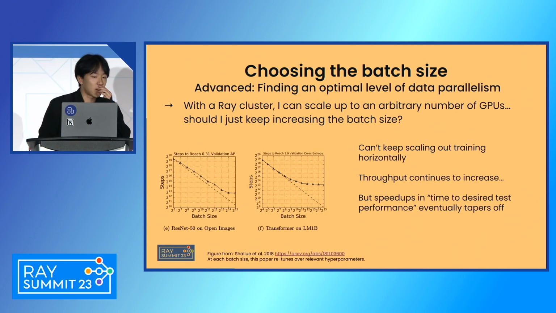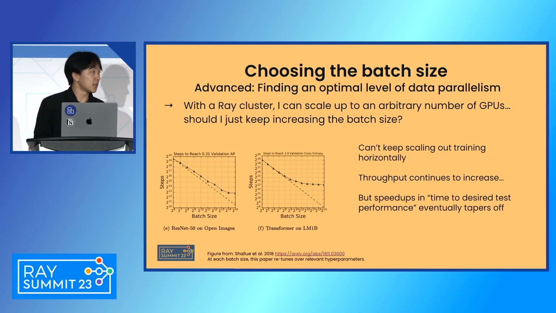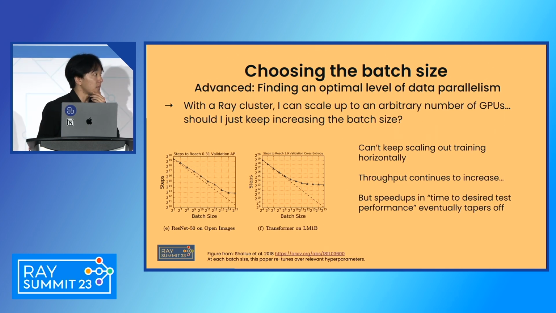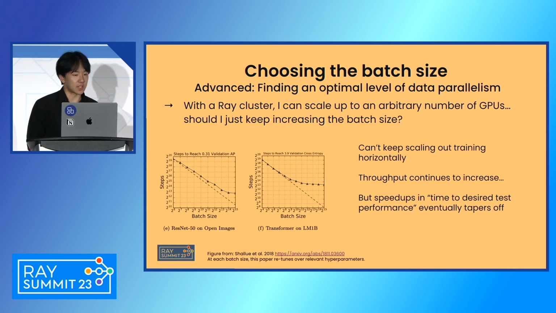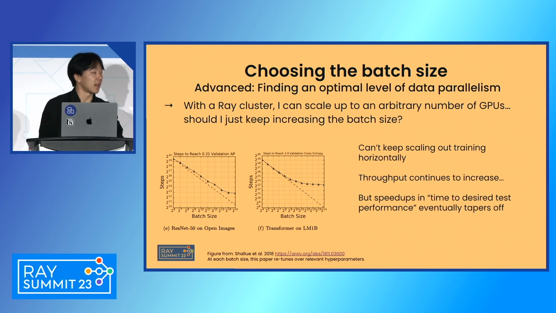Okay, so one more advanced topic that we'll talk about is finding the optimal level of data parallelism, or the optimal batch size, the optimal number of workers that you want to configure. This is a common question that people start to face when they have a Ray cluster, because I can technically scale to any arbitrary number of GPUs, so does it make sense to just keep increasing the batch size indefinitely? The answer is no, we cannot keep scaling out training horizontally forever.